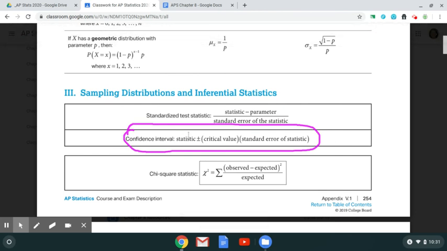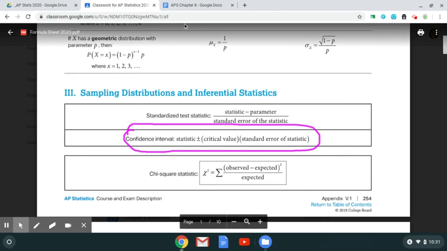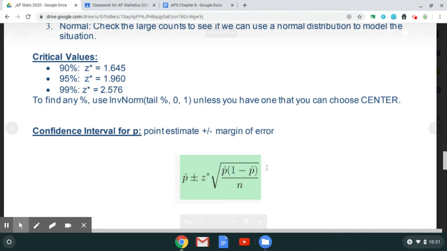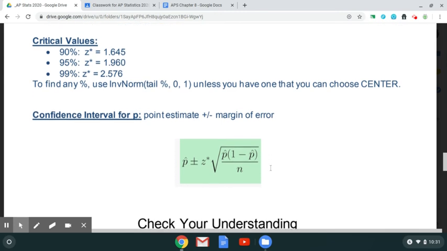So our statistic is p hat plus or minus our critical value. So now we know that the critical value is going to be called z star. This is going to be the number of standard deviations away from the true mean based on our confidence level. And then the standard error of the statistic, which we've discussed in detail. So this is like the formula, but you're not going to be given this formula specifically. You're going to be given that formula sheet with the words.